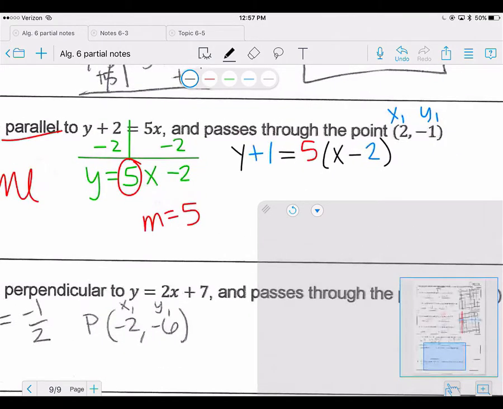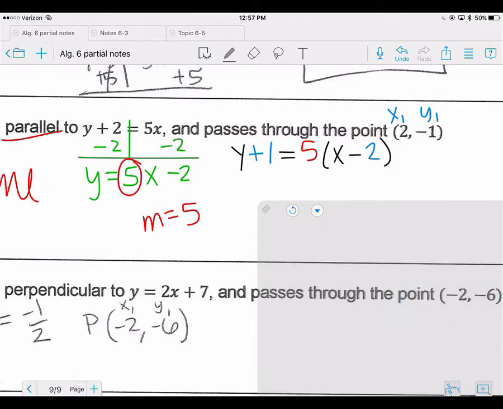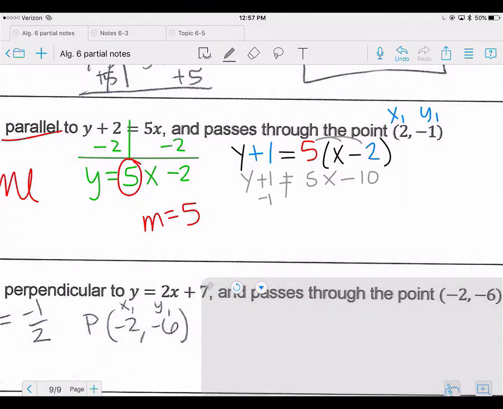So again, my point has changed. 2 turns into negative 2, negative 1 turns into positive 1. From here, we distribute 5 times x, 5 times negative 2. Subtract 1 from both sides. y equals 5x minus 11.